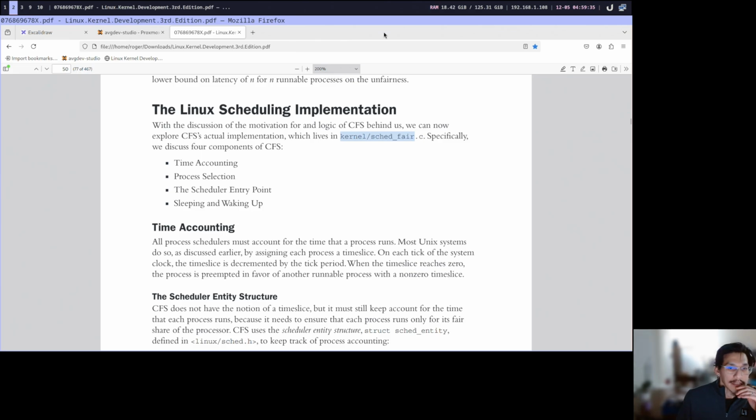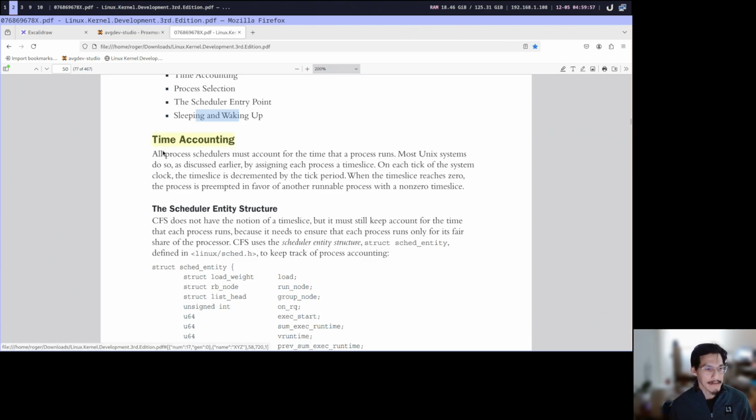Let's just go back to the book and see what we find. So specifically, we discussed 4 components of CFS: time accounting, that's great to know; process selection, so how the processes are chosen; the schedule entry point, ooh, this is gonna be fun; and then sleeping and waking up. When they say sleeping and waking up, I don't think they mean by the computer, they mean by the process. Okay, so time accounting.